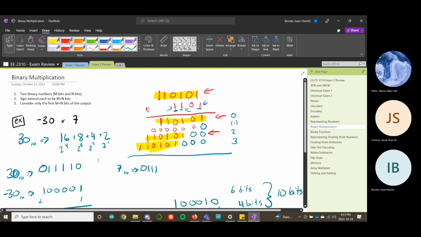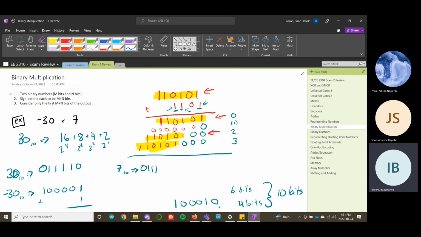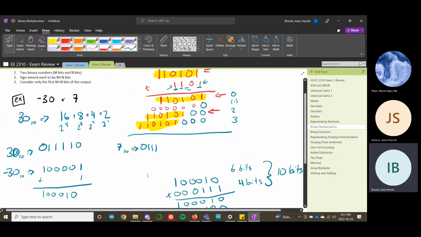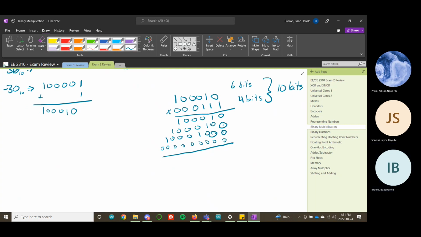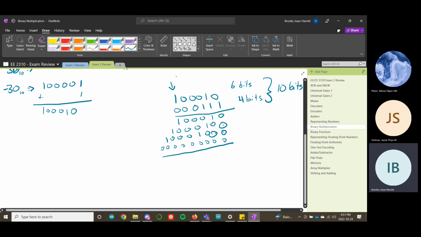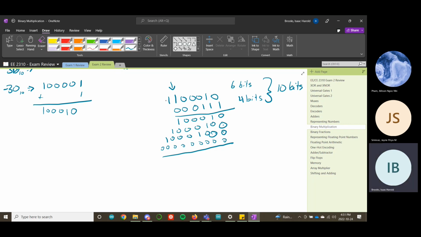So in the general sense, if the two binary numbers are m bits and n bits, then you have to sign extend to make sure that they're the same length, and then you reject anything past the m plus n partial products. Okay, so what I should have done is sign extended this one to start with, and we need to sign extend to 10 bits. My mistake. So remember, if we have a negative number, we sign extend using ones. 1, 2, 3, 4, 5, 6, 7, 8, 9, 10. And the 7 goes to 1, 2, 3, 4, 5, 6, 7, 8.